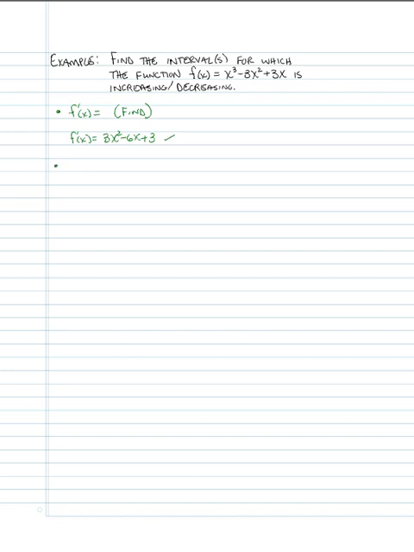The next thing we need to do is find the critical numbers. Okay, find the critical numbers. Now remember, the critical numbers are x values, and they're the x values of the only places we can have a change in direction. That's why they're called critical numbers. And the critical numbers are what? They're the x values for which the derivative is 0 or for which the derivative is undefined.